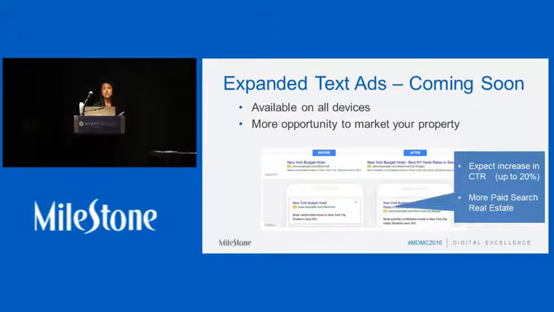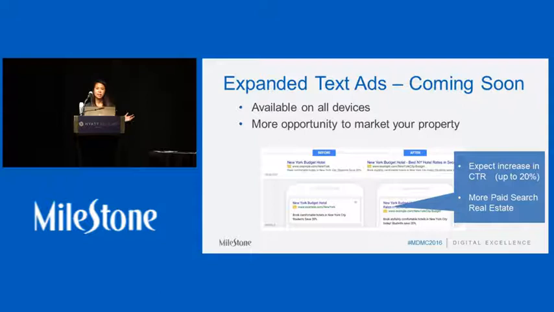Expanded text ads. So Google's been talking about this for some time now. And it's still in beta, but it should be rolling out over the next couple months. And this basically just gives advertisers more real estate to promote different ad copies. So for hotels specifically, I think it gives a lot of ability to really promote what your hotel has to offer, kind of the look and feel of your hotel.